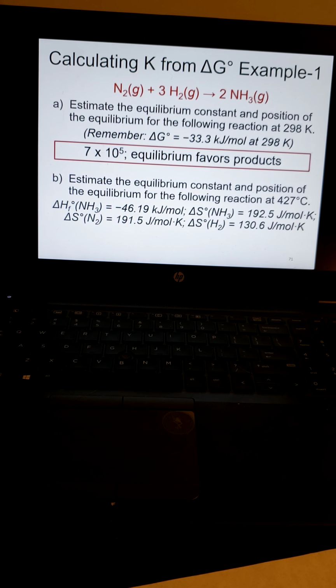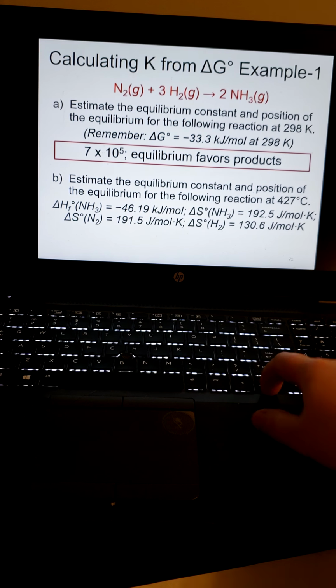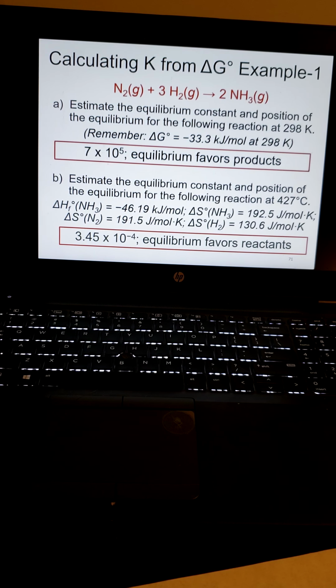But what if I were to tack on another question to part A? What if I said, all right, so you've told me K, and you've told me that the equilibrium favors the products, and you know what delta G naught is equal to. What does delta G equal? That's not a trick question. You're at equilibrium, so delta G equals 0. All right, so you can practice yourself with the last question, but that's it.